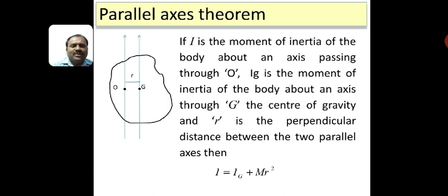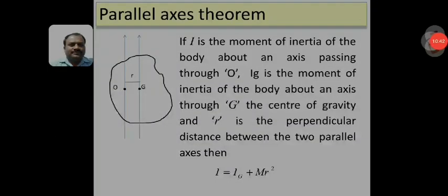If I is the moment of inertia about an axis passing through the point O, and Ig is the moment of inertia about an axis passing through the center of gravity, in that case I can be written as Ig plus mr square, according to the theorem.